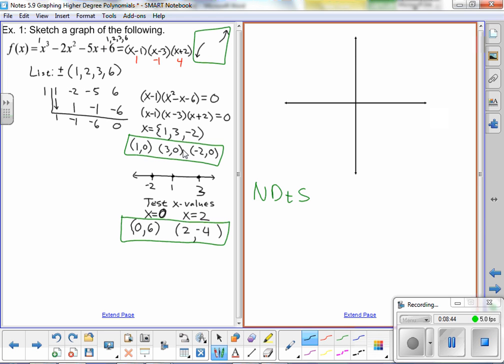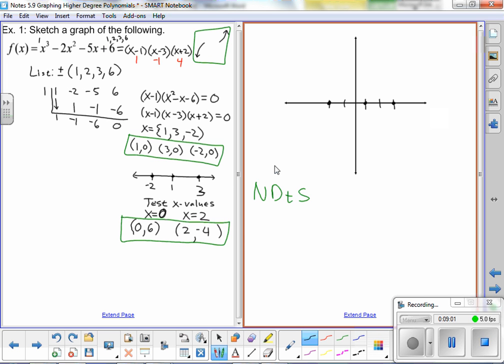So first I'm going to plot my x-intercepts. So 1, 3, and -2. So there's 1, 2, 3, and -2. All right, so those are my x-intercepts.